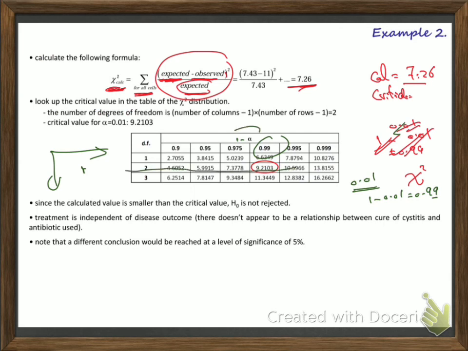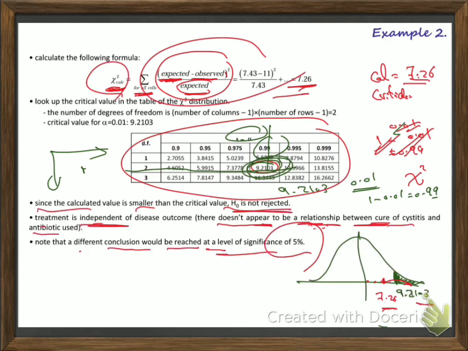I have 1 minus alpha, which is 0.99. So my answer will be 9.2103. So by putting it on the distribution graph here, we'll see that 0.99, the start of the rejection zone, 9.2103, this area, is the rejection zone.